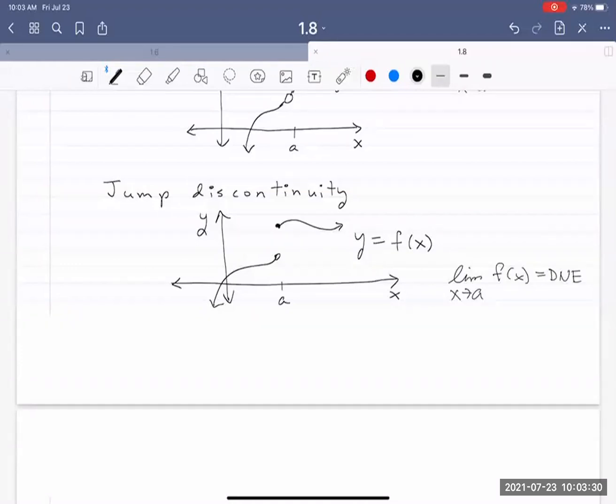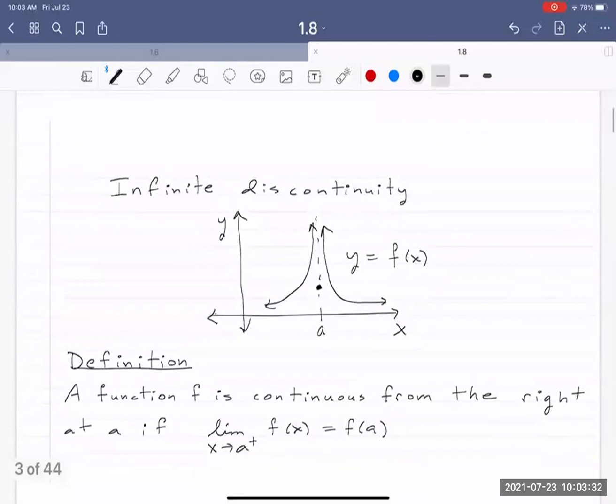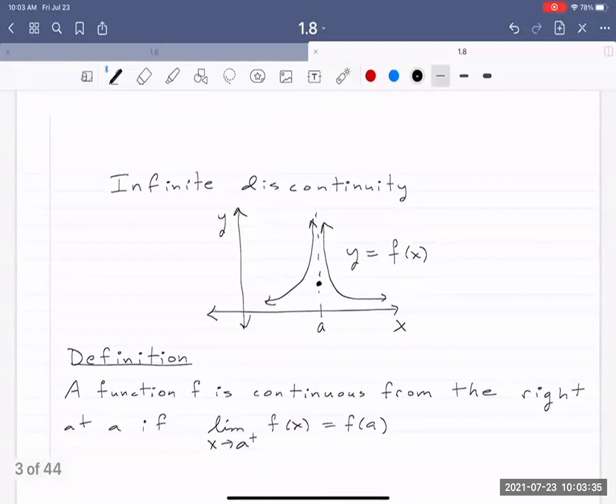Okay, next. An infinite discontinuity. Well, if somehow your function goes off to infinity, then the limit doesn't exist, so it's not continuous. So this is called an infinite discontinuity. So this is a situation where the limit approaches infinity, and it could be either plus infinity or minus infinity.